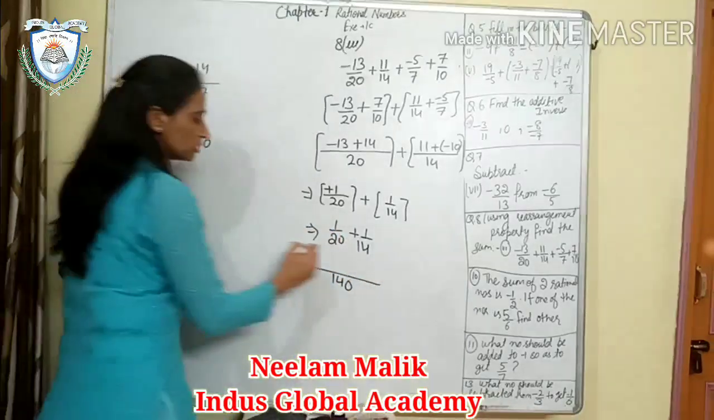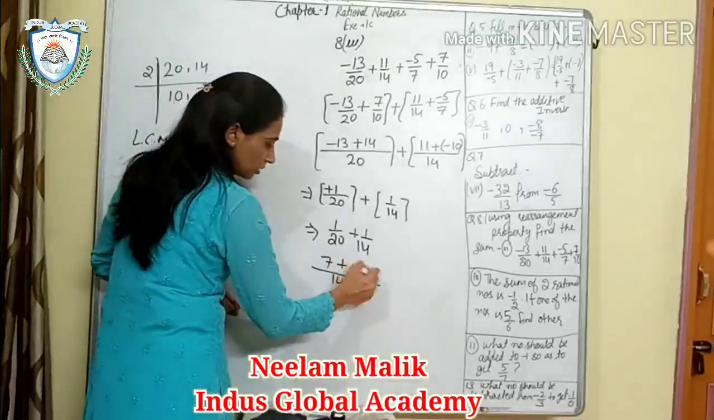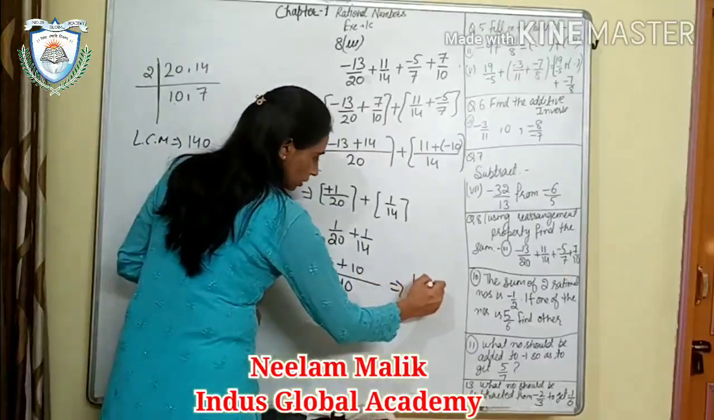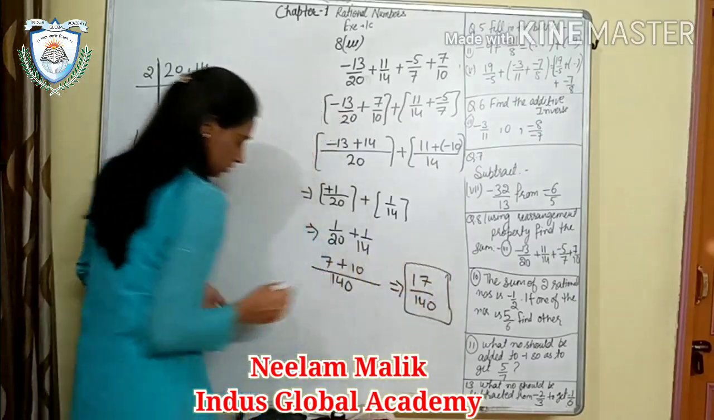Seven times here will be 7 plus 14 times 10, here will be 10. So what is your answer? 17 upon 140. This is your answer.